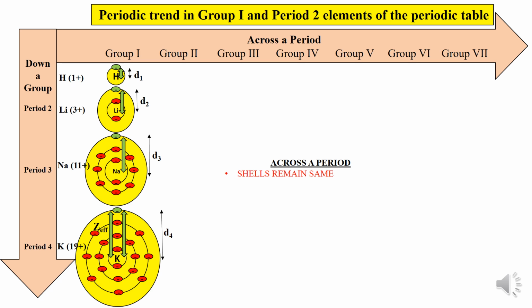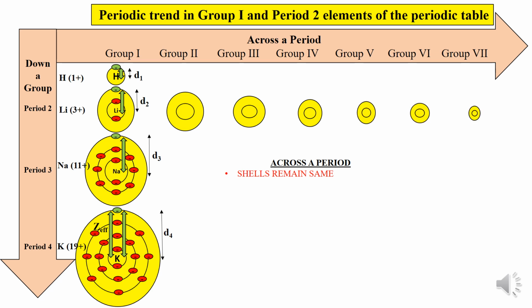So across a period, the number of shells remains the same. We are talking about the period 2 elements here. Period 2 elements will contain 2 shells, period 3 elements will contain 3 shells, period 4 elements will contain 4 shells. So period 2 elements contain only 2 shells across the period. Shielding is constant. When you observe closely, you can find that the number of inner core electrons is constant. There are only 2 inner core electrons in the period 2 elements.